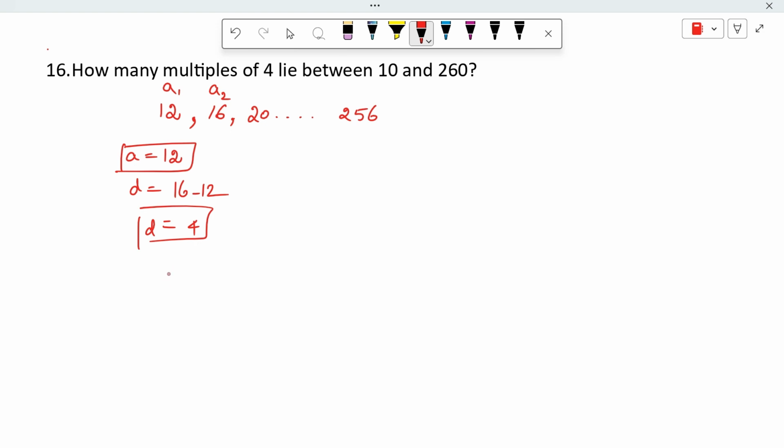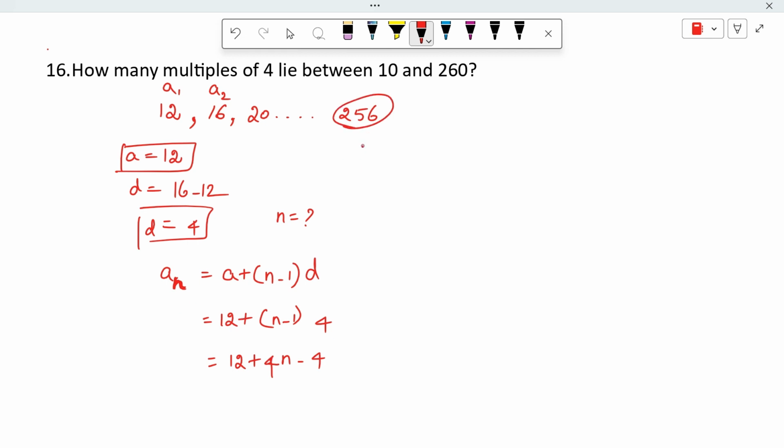So I can use the formula an to find the number of terms. So n I need to find out. So an is equal to a plus n minus 1 times d. So it is 12 plus, I don't know n, so keeping it as it is, I'm substituting the value of a and d. So when I'm evaluating the bracket, it becomes 4n minus 4. So what is an? Considering the last term as an, it is 256.